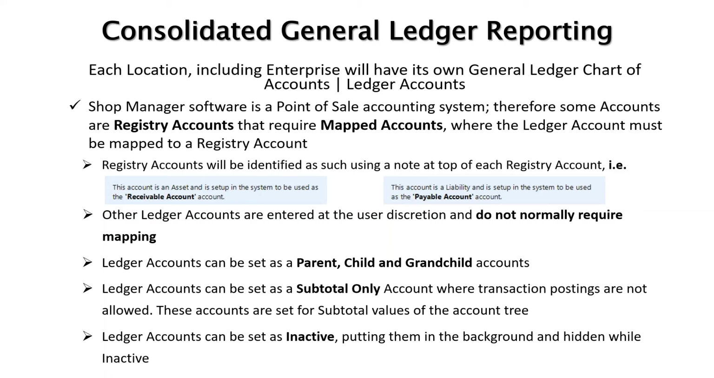Ledger accounts can be set as a parent, child, and grandchild account. Ledger accounts can be set as a subtotal only account where transaction postings are not allowed. These accounts are set for subtotal values of the account tree. Ledger accounts can be set as inactive, putting them in the background and hidden while inactive.